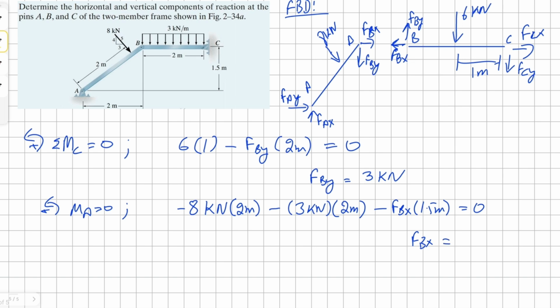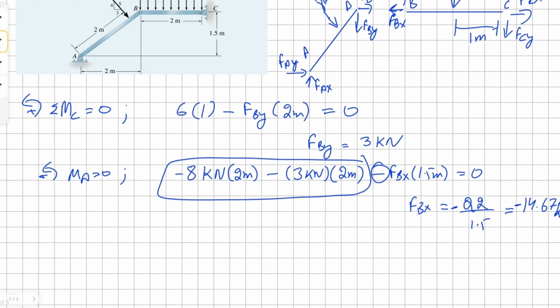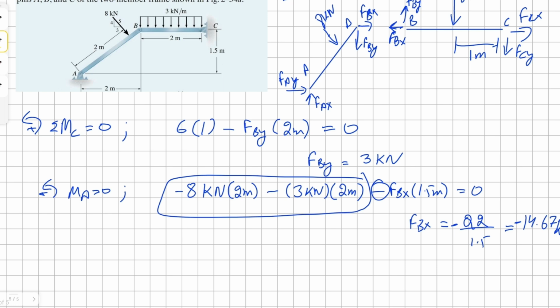Okay, so now solving for force Px, that's 16 plus 6, that's 22, so 22 divided by 0.5 comes up to 14.67 kilonewton. Now we also need to remember about our sign. These would become positive on the other side, and this negative stays, so it'll be negative 14.67. Don't worry about it. I'll show you why it is negative and how it's going to become positive later on in this problem.